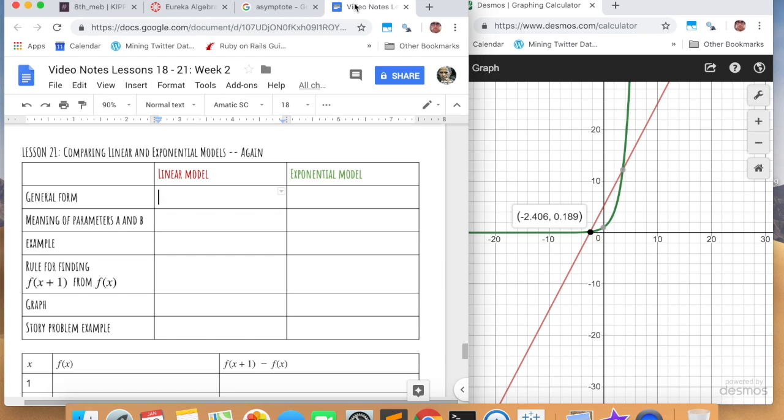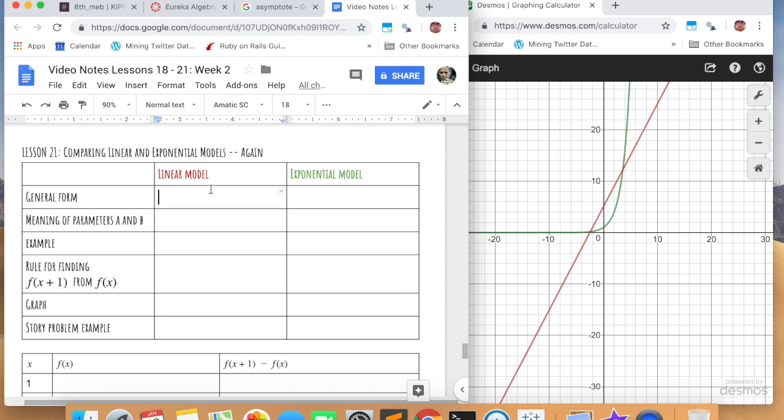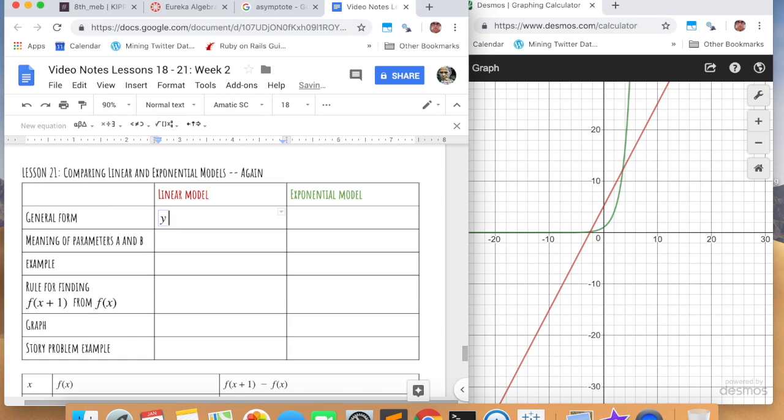We're going to start with our equation, or general form, whatever you want to call it. In a linear model, we have the equation y equals mx plus b. I'm going to use function notation. So it's f of x equals mx plus b. And because I want to use the same variables, I'm going to use a instead of m. So it'll be f of x equals ax plus b. My exponential function will be f of x equals a b to the power of x.